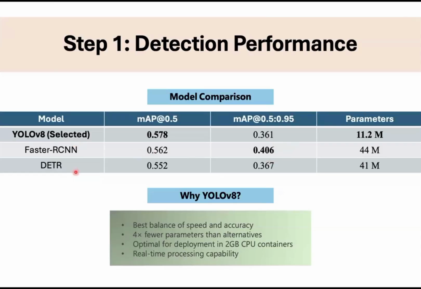But still, we chose YOLOv8 for a particular reason. As you can see, the number of parameters involved in the YOLOv8 model is about 1/4 of all the parameters in the other models. So due to the balance of speed and accuracy, we chose YOLOv8, plus it has 4 times fewer parameters than its alternatives, which makes it very suitable for deployment on our 2 gigabyte CPU container in real time for production. And the other thing which distinguishes it from other models is its ability to process the data in real time.